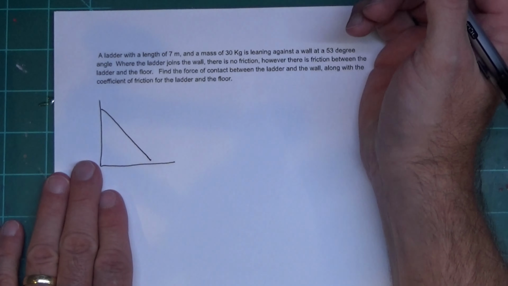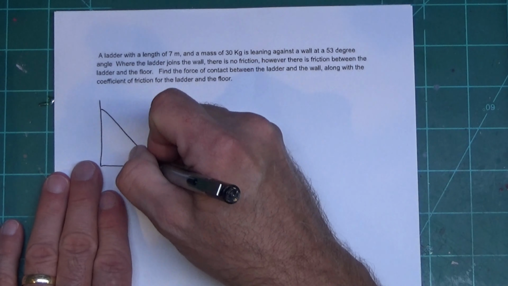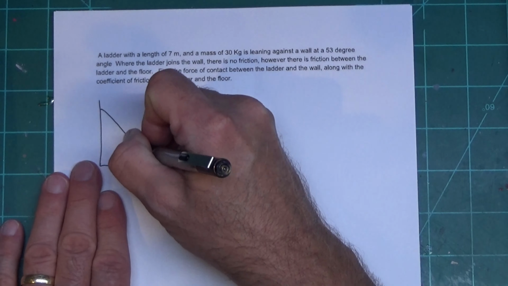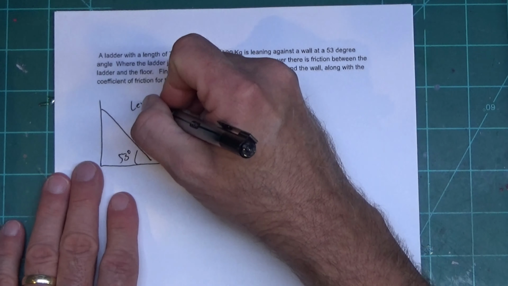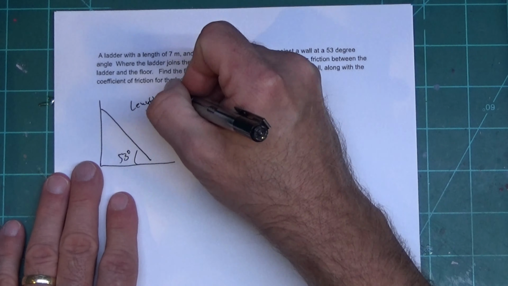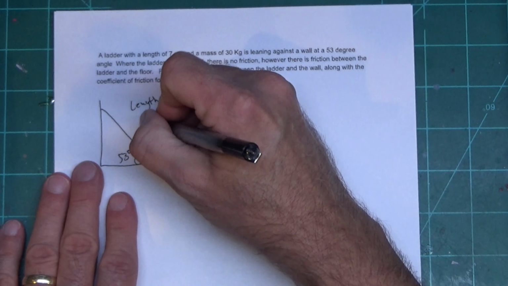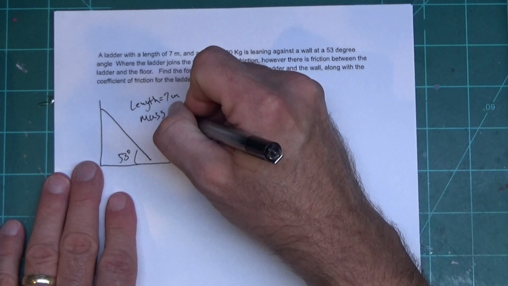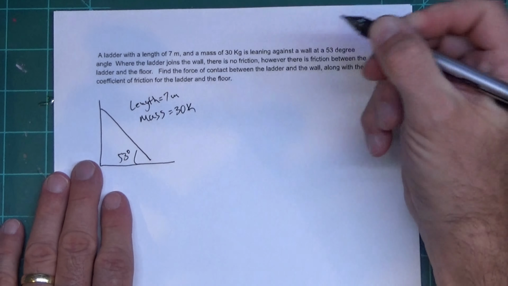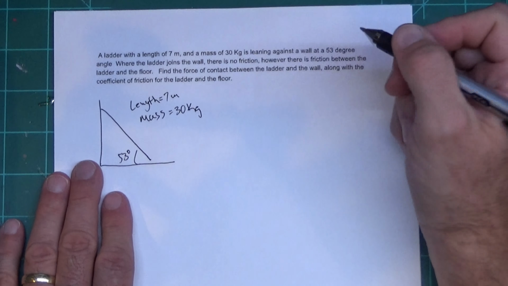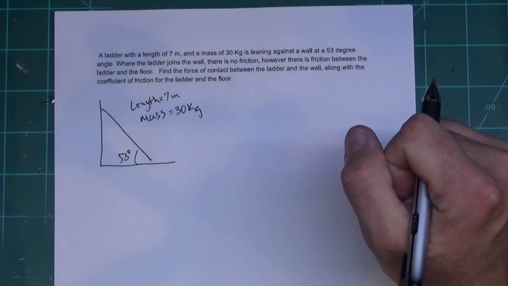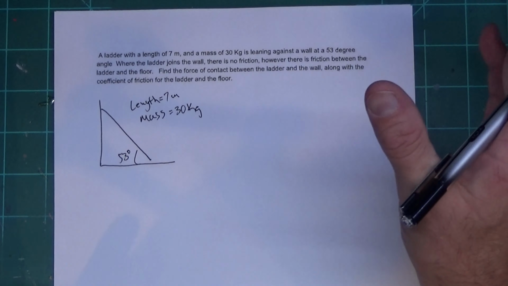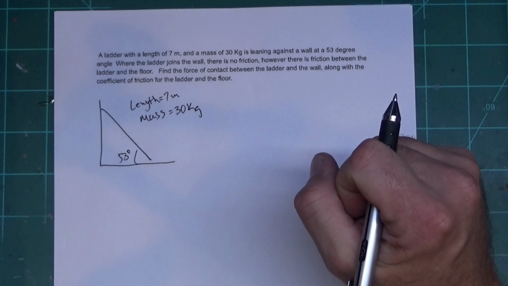we have a ladder on our wall. It's making a 53-degree angle right here. Its length is 7 meters. And its mass is 30 kilograms. Now the problem doesn't say it, but we're going to assume a uniform mass throughout the length of the ladder. Okay? And that would be a good way to start.